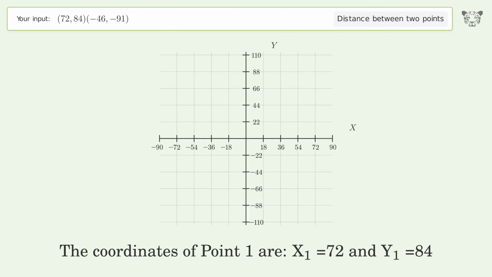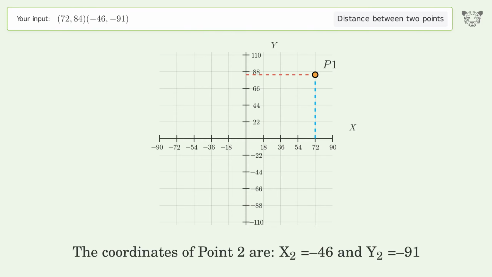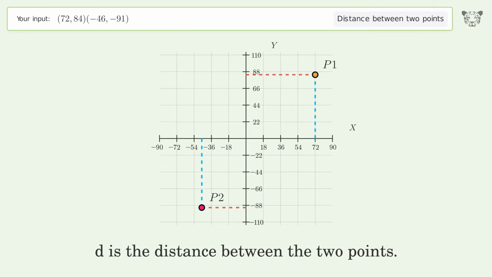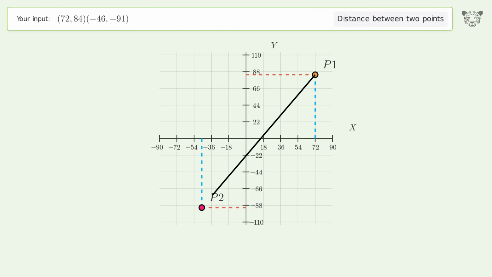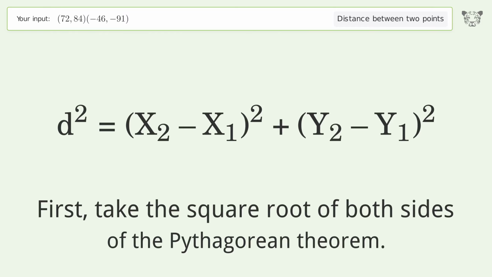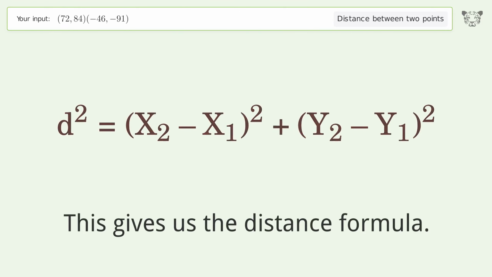The coordinates of point 1 are x1 equals 72 and y1 equals 84. The coordinates of point 2 are x2 equals negative 46 and y2 equals negative 91. D is the distance between the 2 points. First, take the square root of both sides of the Pythagorean theorem. This gives us the distance formula.